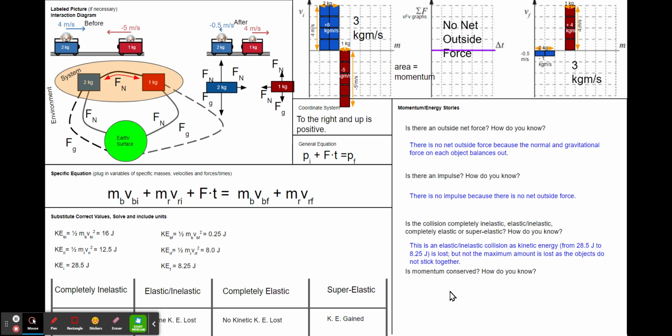Is momentum conserved and how do we know? Well, we can say this in several ways. Momentum is always conserved in a collision in which there is no net outside force, so the only force that's transferring momentum is between the two. Momentum is always conserved in a collision in which there is no net outside force, which would produce an impulse. In addition, the calculation of the initial and final momentum is the same, 3 kilograms meters per second after and 3 before.